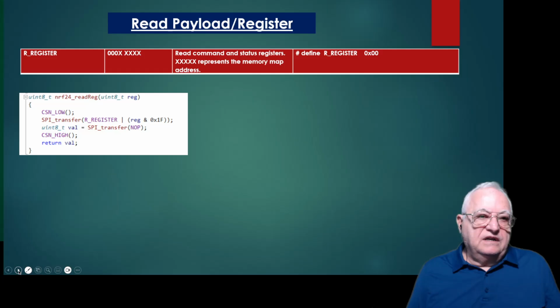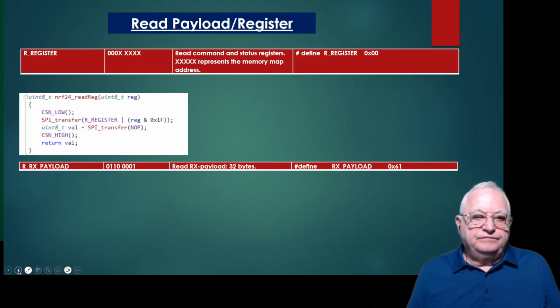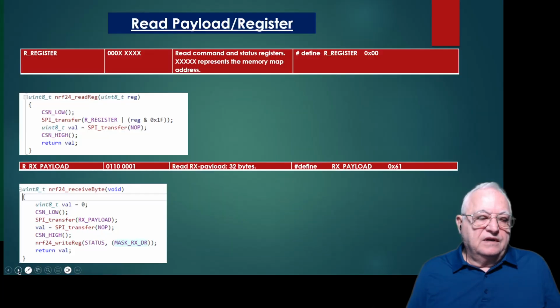Now let's look at the payload. So we can read a payload by sending this message, and we are going to get a payload up to 32 bytes, which is, the number of the command, by the way, is hex 61. Now this is the routine that we use to read the payload.